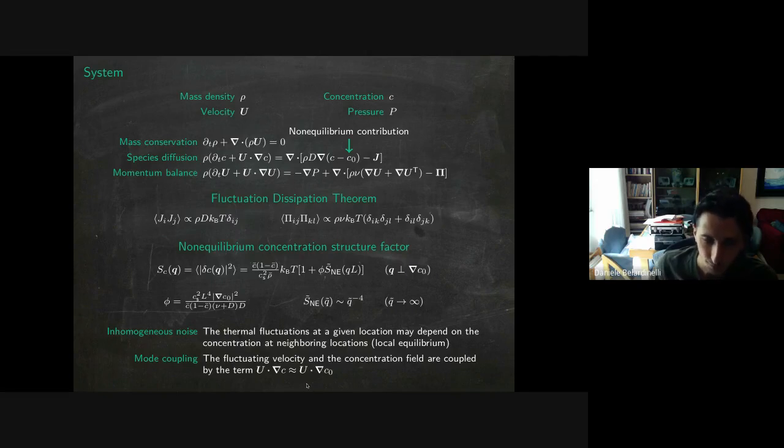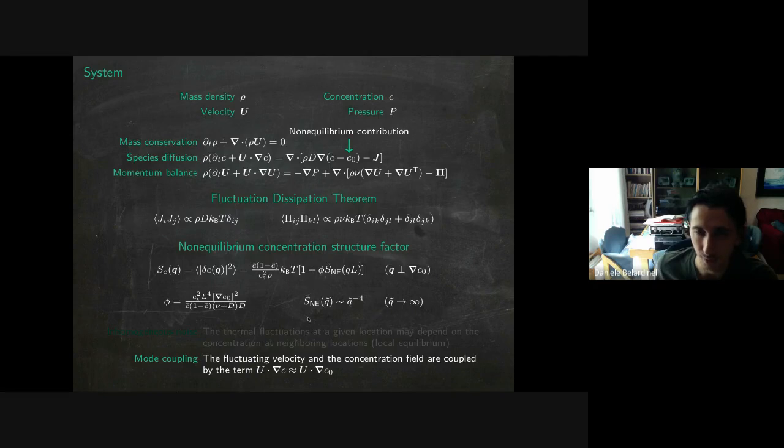Typically, the effects induced by inhomogeneity of the noise are small and hence neglected, right? So this behavior here at small scale, in the direction perpendicular to the gradient of the concentration, is entirely caused by the mode coupling. And our fluctuating Lattice Boltzmann algorithm is capable of catching this feature.